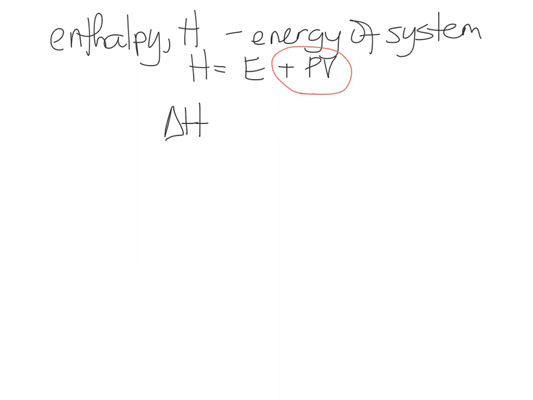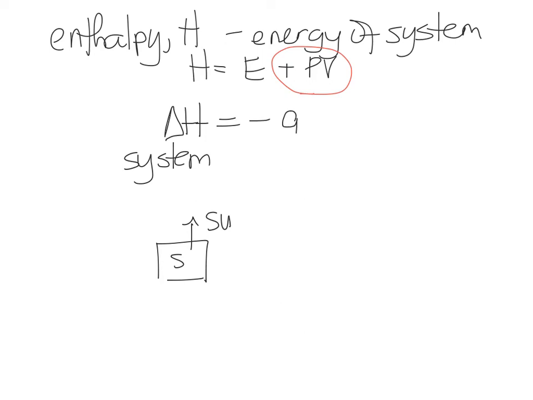Now, because if a system releases energy, the surroundings absorb that energy, there's a relationship between the enthalpy change of the system and the heat change of the surroundings. So if we can measure the temperature change in our surroundings, we will be able to figure out the energy change of our system based on this mathematical relationship. And we'll get into that in further detail shortly.